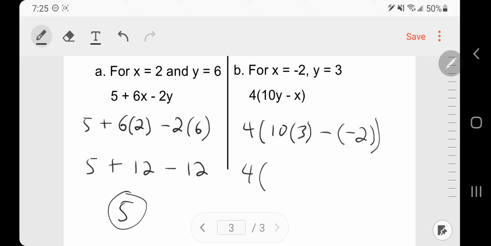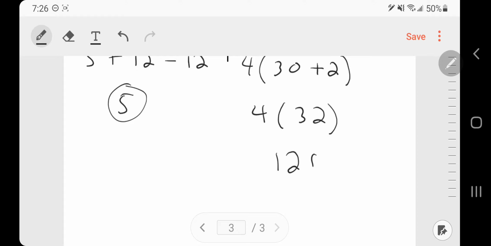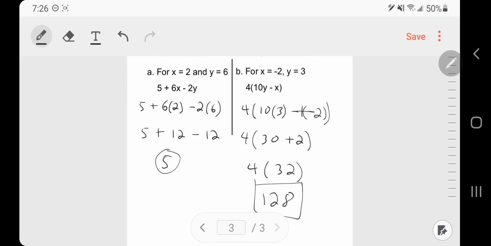Okay, so we have 4 times. And now again, order of operations, we need to do the inside of the parentheses first. So 10 times 3, that's going to give me 30. Minus a negative 2 is going to give me a plus 2. Moving on, we have 4 times, and then inside the parentheses, 32. And finally, 4 times 32 is going to give me 128. And that would be the solution for that one.